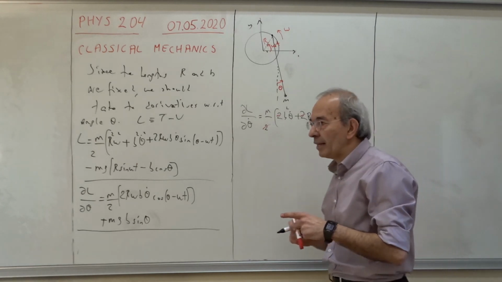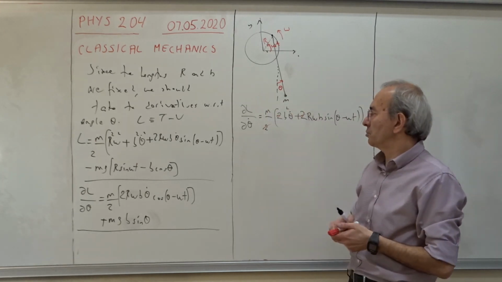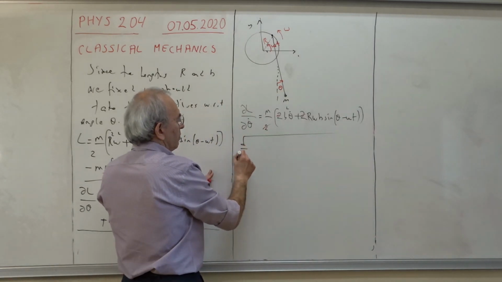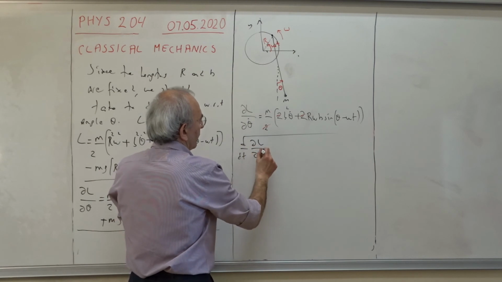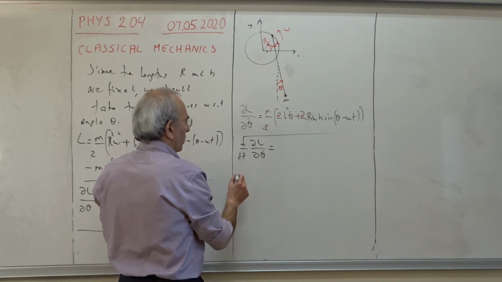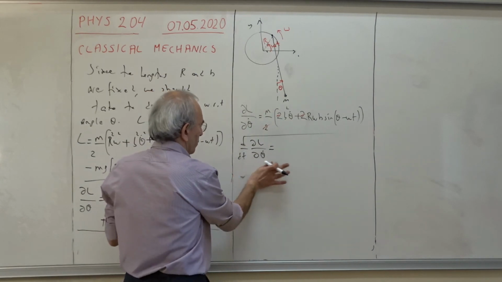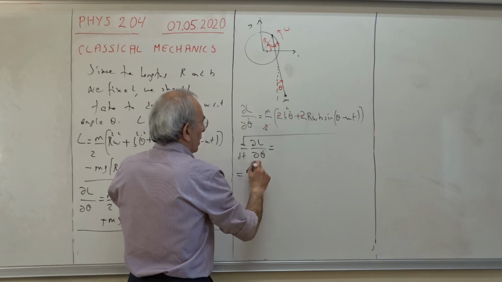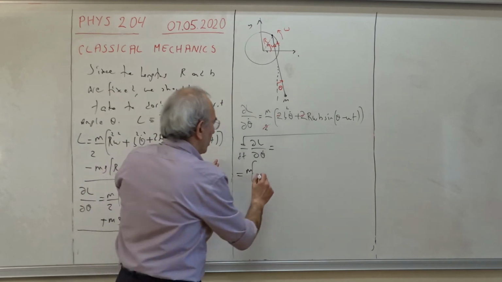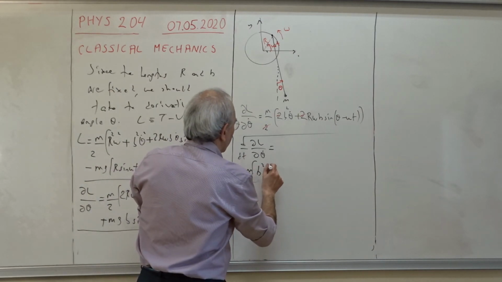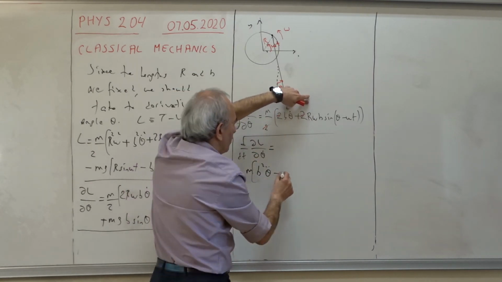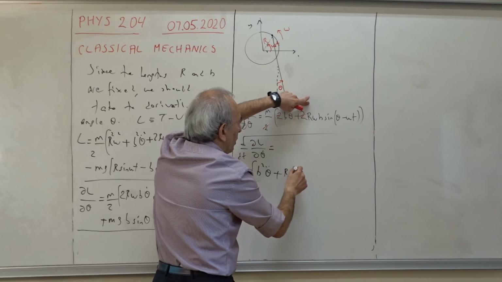But we now should apply d by dt to this expression, to this derivative. So let's now write that one. d by dt applied on del L by del theta dot. What happens to that? Now start with the first, multiplied by b squared theta dot. Now theta dot becomes theta double dot. b squared theta double dot, first term. The 2's have already cancelled. Plus r omega b.